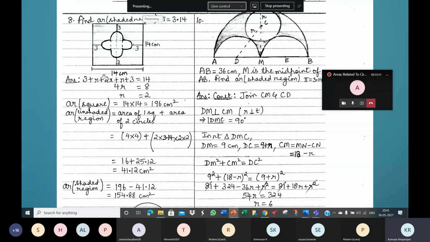So the different things we have in this figure are one big square, side 14 centimeters, semicircles of radius 2 centimeters, and a square formed in the middle whose side is 4 centimeters. Now we know all the values: the square in the middle has side 4, the semicircle has radius 2, and the outer square has side 14.